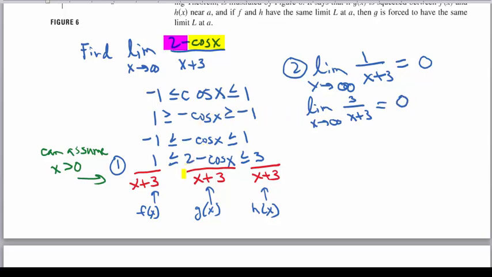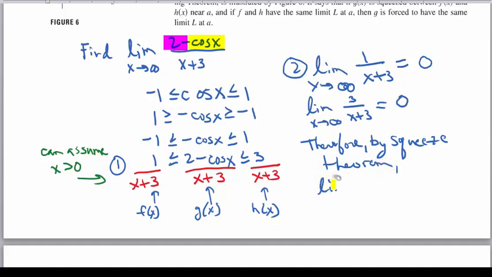So now, because I have the initial setup where I have g sandwiched between f and h, and I also know that the limit of f is 0 and the limit of h is 0, now I can conclude by the squeeze theorem the limit as x approaches infinity of the function that I wanted, 2 minus cosine x over x plus 3, is also equal to 0.